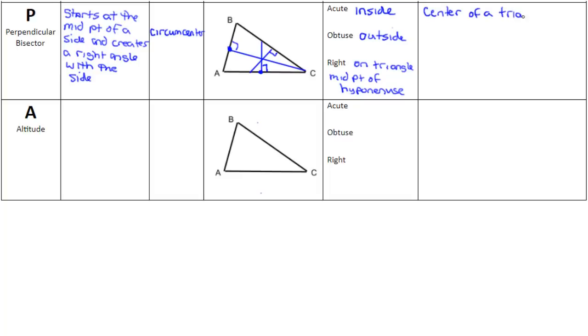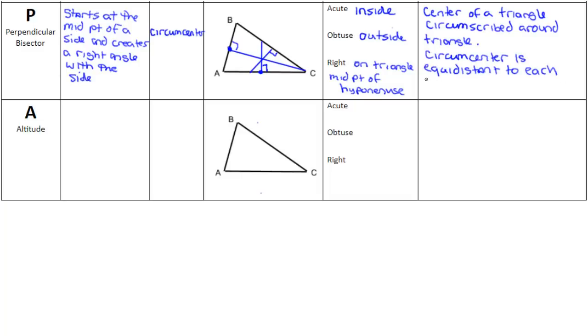And a couple things to remember about a center. It's the center of a triangle that goes around the triangle. That's the circumcenter. And then consequently, the circumcenter is equidistant to each vertex. You need to remember that also. And then you might want to go back to your drawing and draw a circle around the outside. And if you want to draw the radii and show that they're the same length, you can do that too. This is all information you're going to have to be able to come up with.